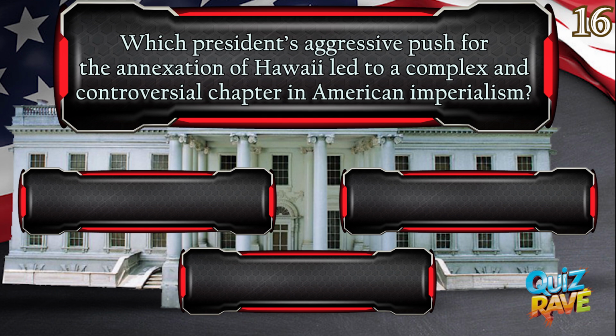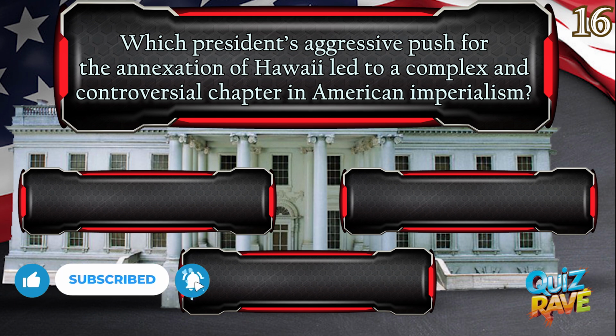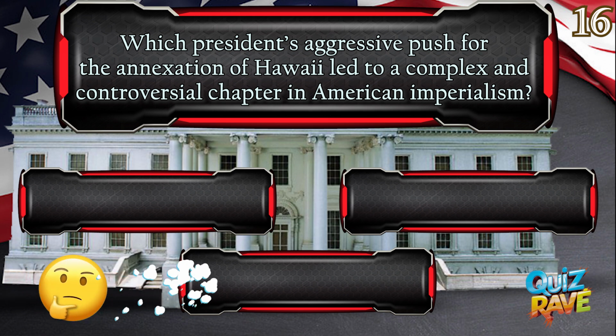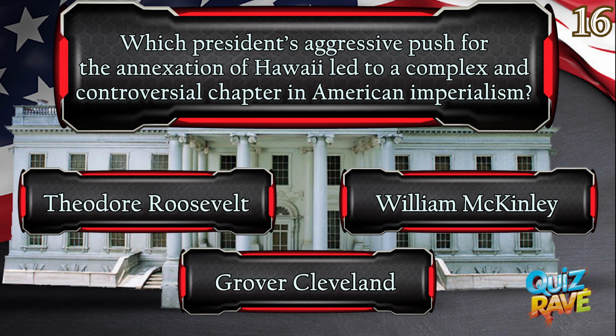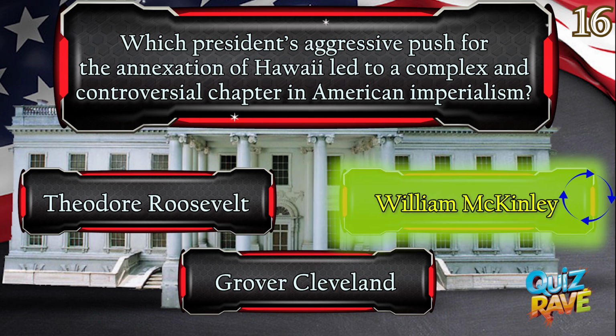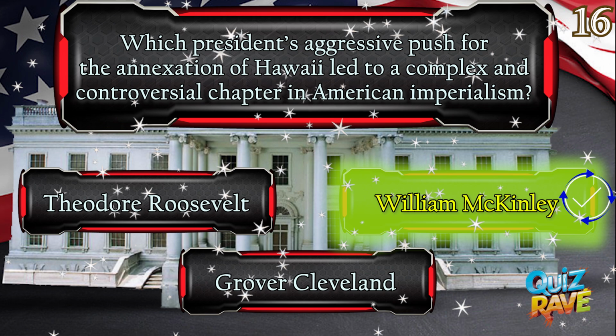Which president's aggressive push for the annexation of Hawaii led to a complex and controversial chapter in American imperialism? William McKinley, Theodore Roosevelt, Grover Cleveland. Correct answer, William McKinley.